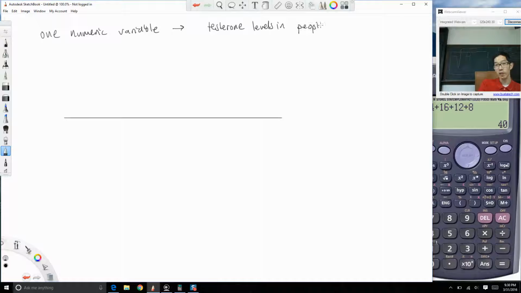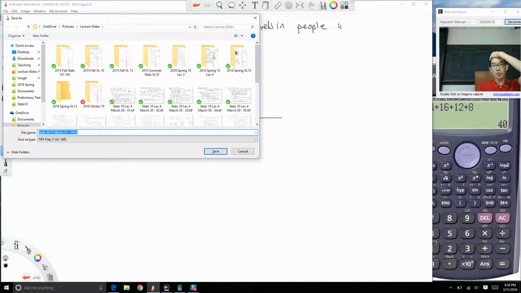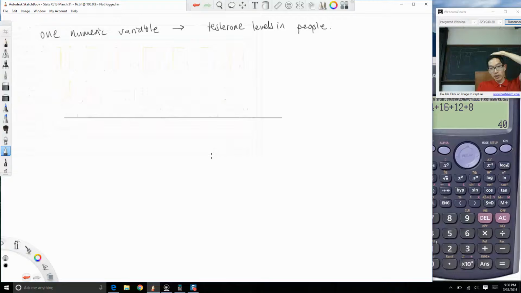Everybody produces testosterone. But in general, men produce much more testosterone than women. So if we were to look at our raw data table, and I have no idea what the numbers should be, I'm going to just make up some numbers and pretend.